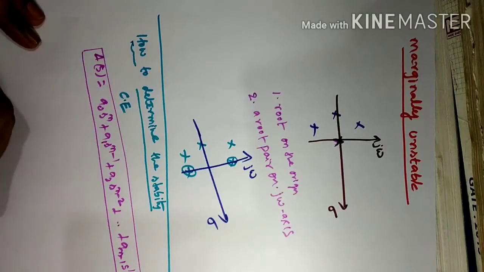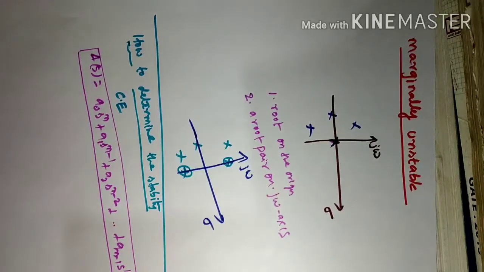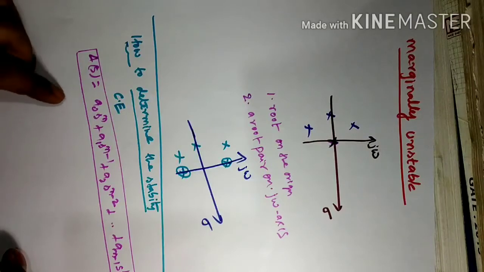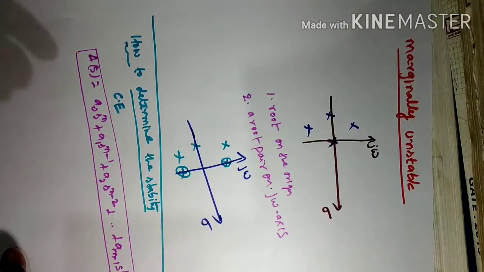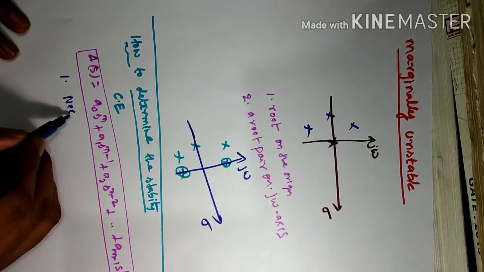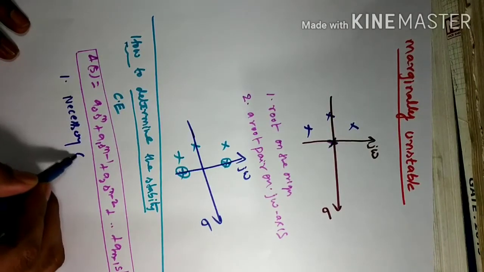Here I have to find two conditions. The first one is the necessary condition, another one is the sufficient condition. So by applying the necessary and sufficient conditions, we are going to find the stability of the system. The first one is the necessary condition, so this should be satisfied.